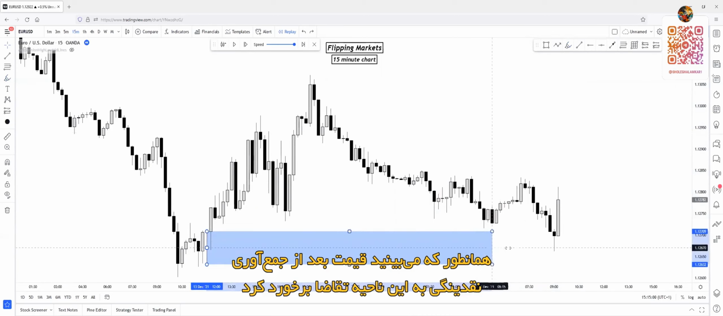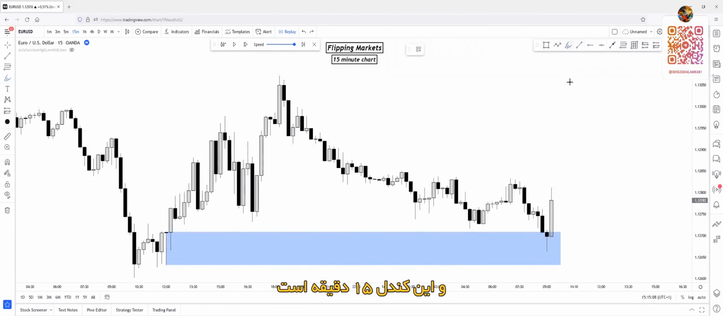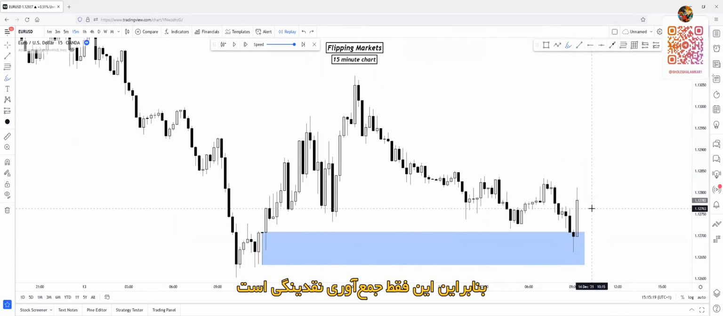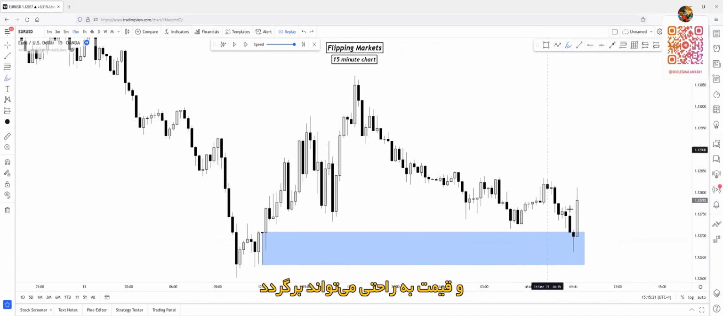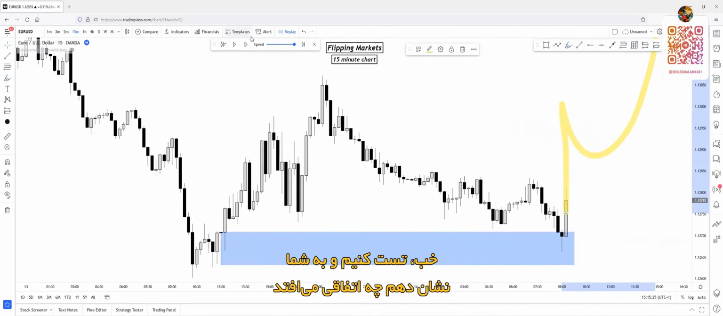So as you can see, price tapped into this demand zone with a liquidity sweep. We are on the 15-minute chart currently, and this is a 15-minute candle right here, this one, and it looks like this: a really small body with a huge wick to the downside. So this means this was only a liquidity sweep, and after this, price can easily reverse and continue the bullish order flow. So let's just test it.